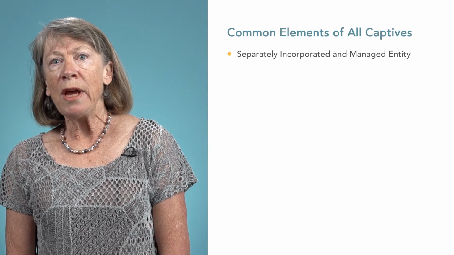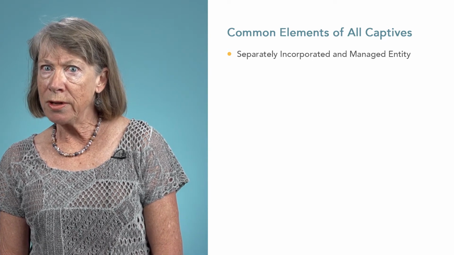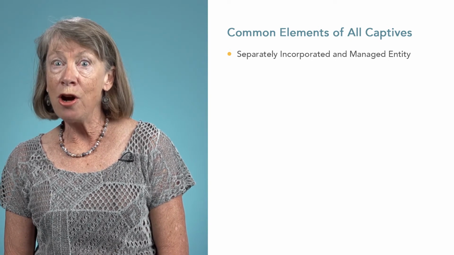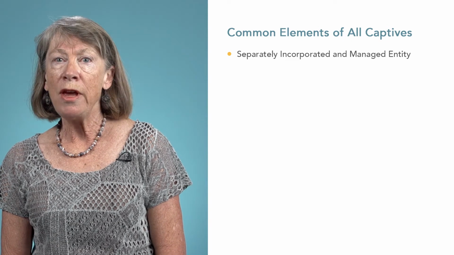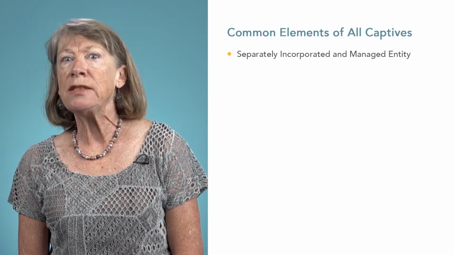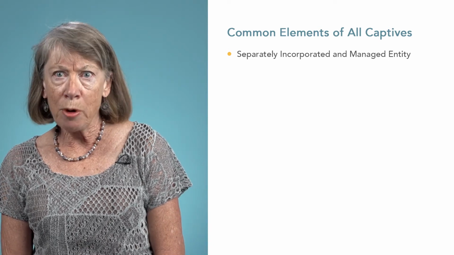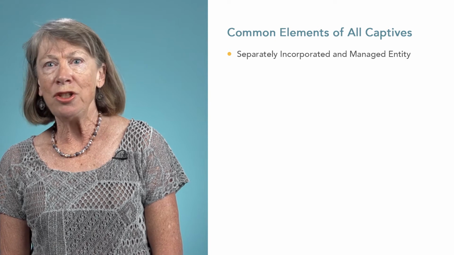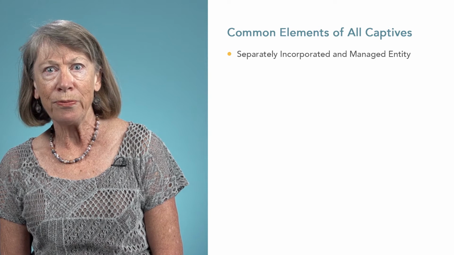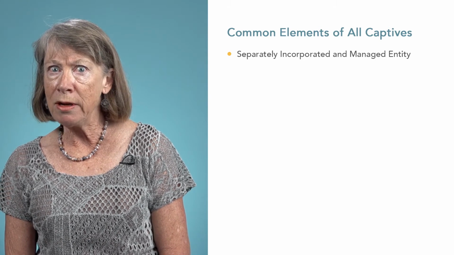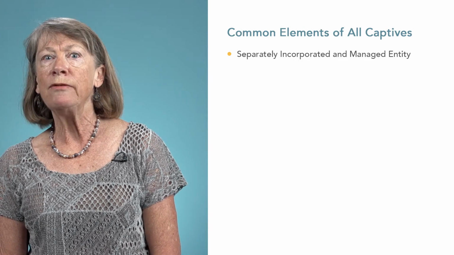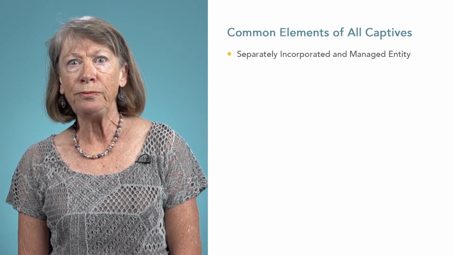Here I have to make one small note. There are certain types of captives called reciprocals that are not actually incorporated. They are unincorporated associations. But the key point is they are separate companies with separate management. They are not just simply part of a large insured's risk management department. So the first element is very, very important. There has to be separation between the captive and its insureds.